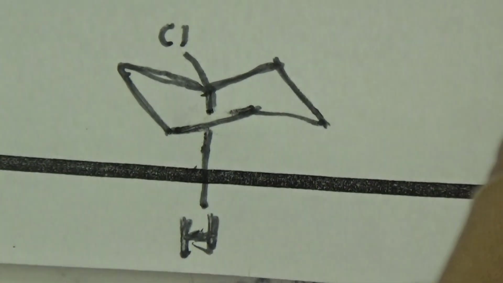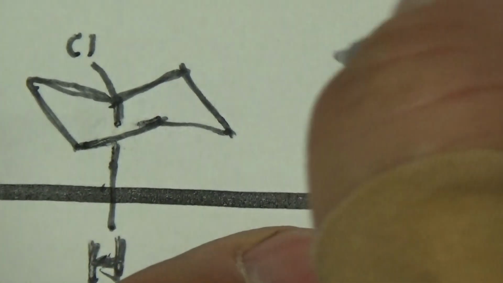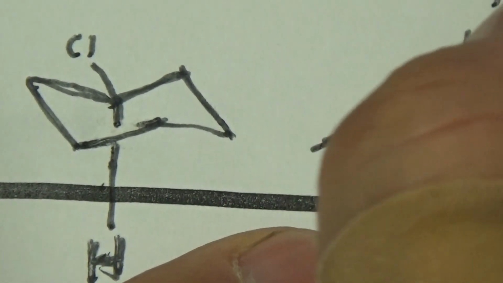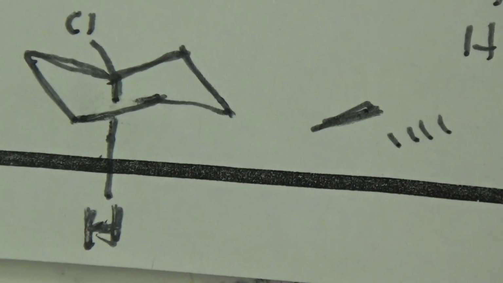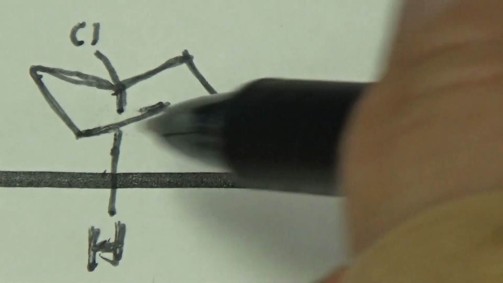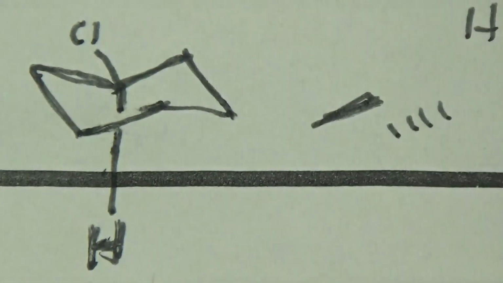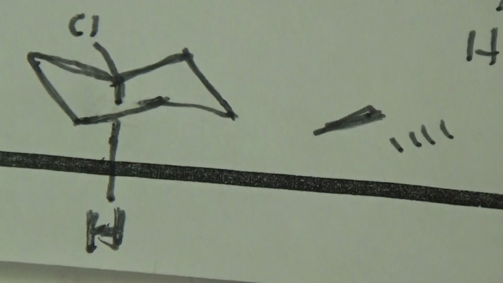All right. And remember also with chairs, we never use the wedge or the dash bonds to indicate three-dimensionality. We just don't do that. It's very obvious the way we draw this what's in front, what's in back. That's in front, that's in back. We don't need to use the dashes and wedges, okay?